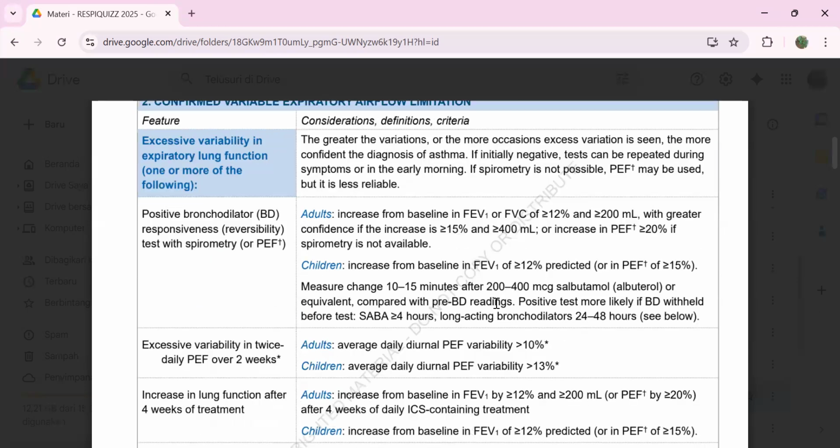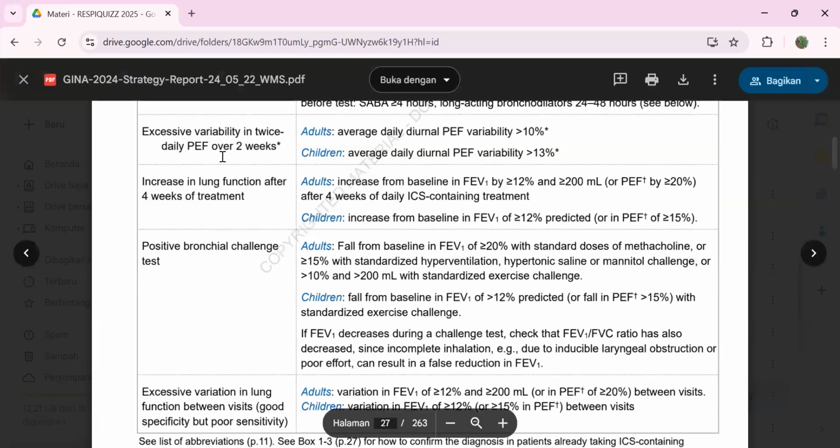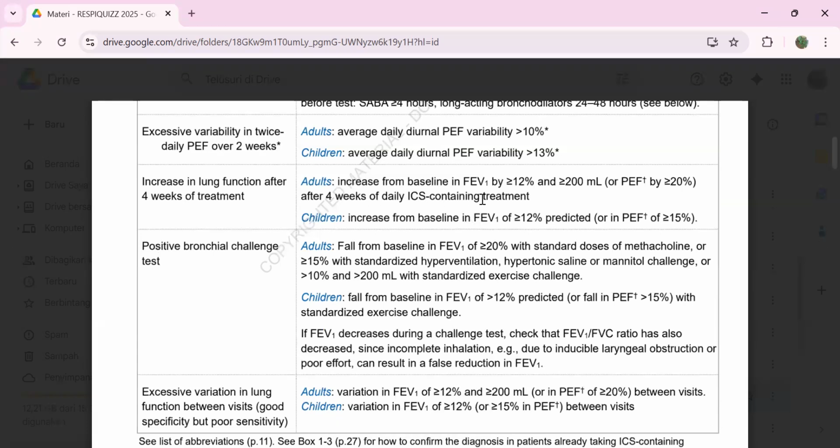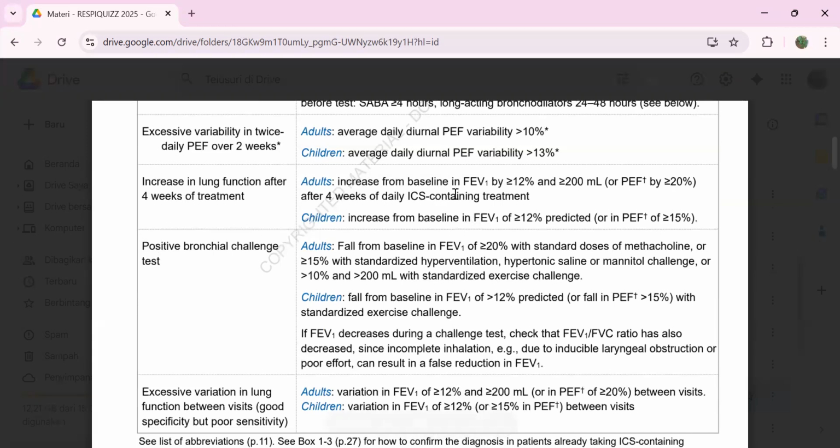Okay, and then the second feature: excessive variability in twice daily PEF over 2 weeks. For adults, average daily diurnal PEF variability is more than 10%, and for children more than 13%. Increase in lung function after 4 weeks of treatment: in adults, increase from baseline in FEV1 by more than or equal to 12% and more than or equal to 200 milliliters, or PEF by more than or equal to 20%, after 4 weeks of daily ICS-containing treatment.